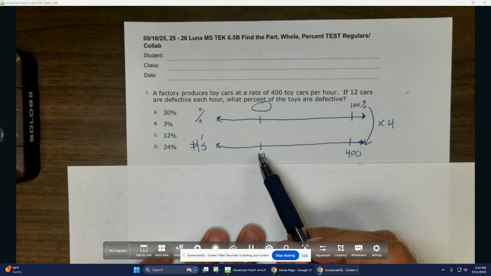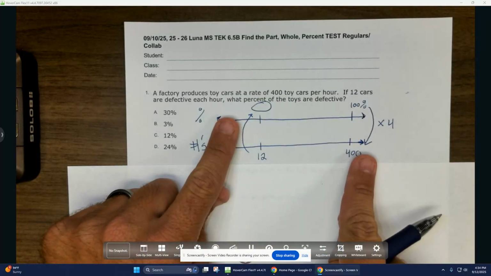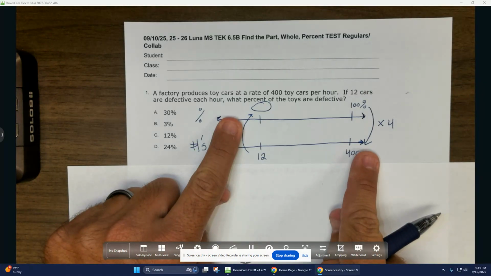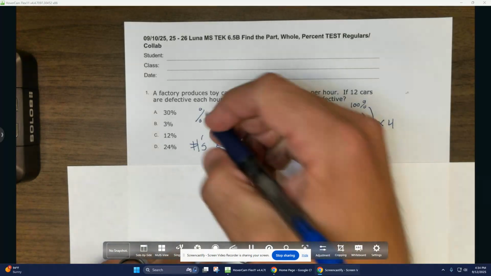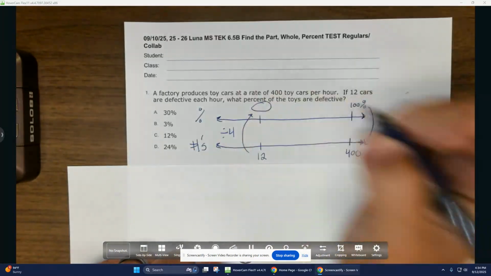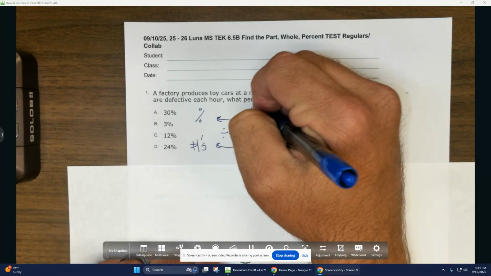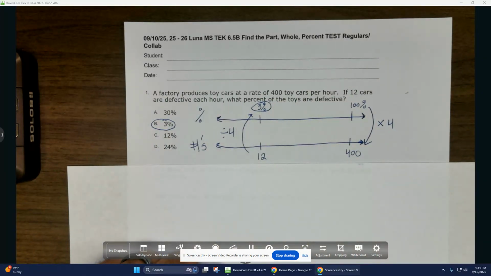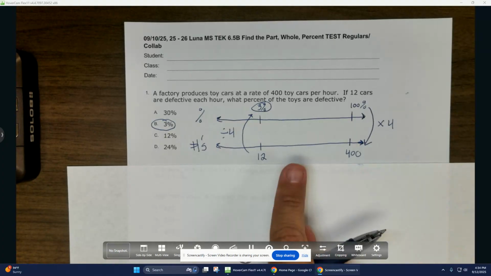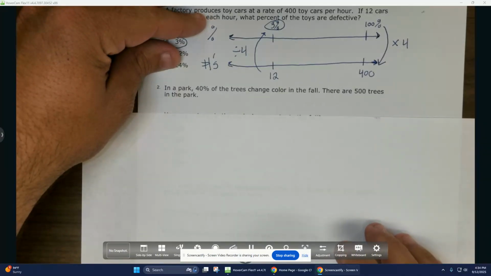Well, guys, look at your arrow. Your arrow is going to go in the opposite direction. Do you see how the arrows are going in opposite directions? You do the opposite operation. So instead of multiply by 4, divide by 4. 12 divided by 4 is 3. Your answer should be 3%. Again, guys, if there's ever a scale factor, use the scale factor. Look how easy that was. All right, second one.